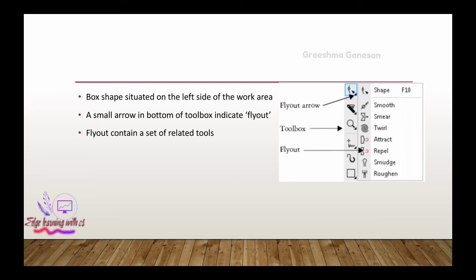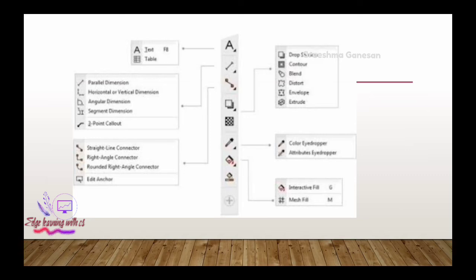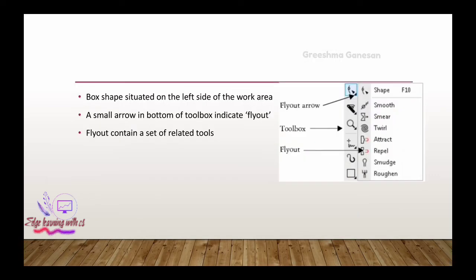Then you can see here all these options, and one more option is there, the shape tool, situated on the left side of the work area, which we have already referred to, and a small arrow at the bottom of the toolbox indicates a flyout. What is this flyout?